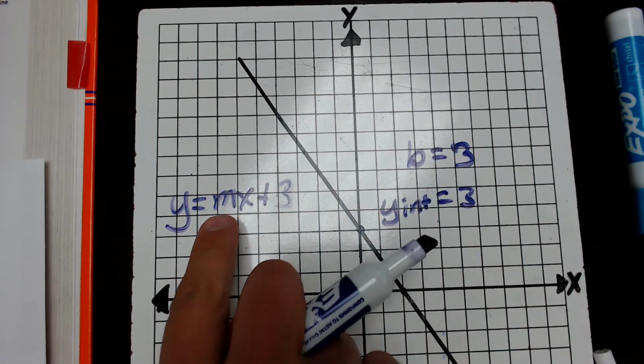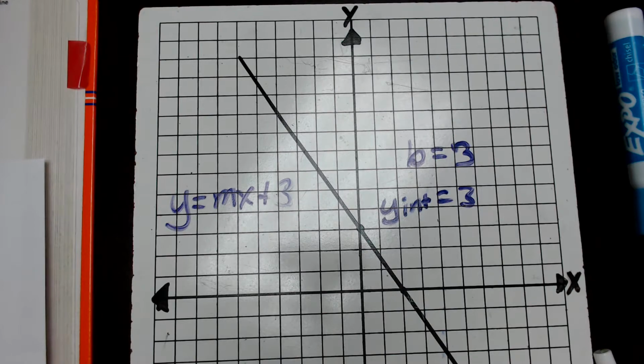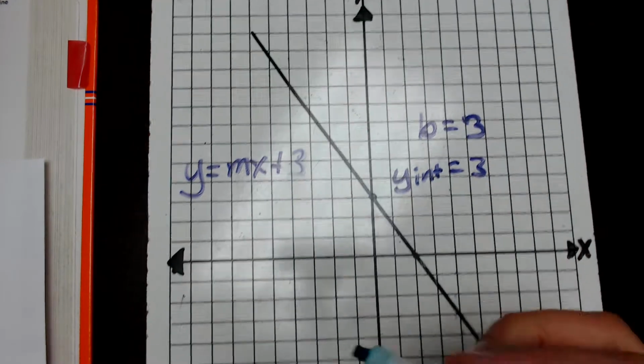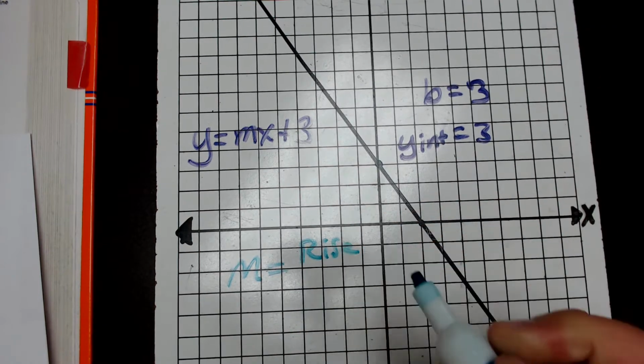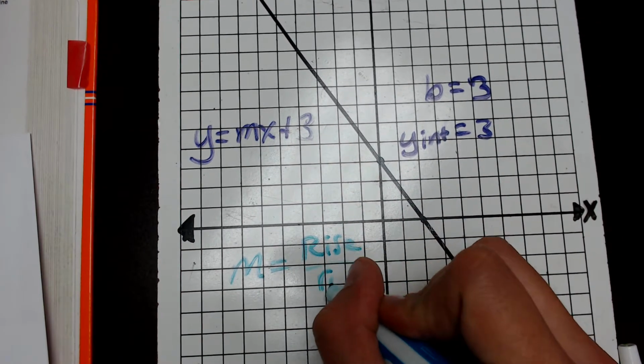Now the only thing I need to find is m, or my slope. And slope, or m, is equal to the rise over the run.